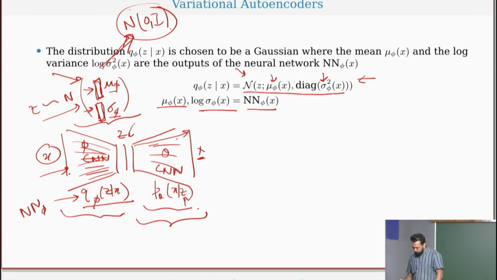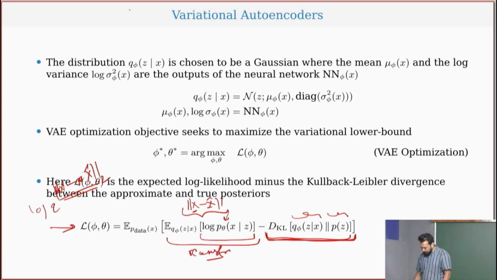So if we go back to the loss, as I said, this is a reconstruction loss, and this is the KL divergence between the distribution produced by the encoder and what we want it to be. In this case, let's say we want it to be standard normal. So we could have replaced this by 0 and the identity matrix. So this will be our VAE objective.